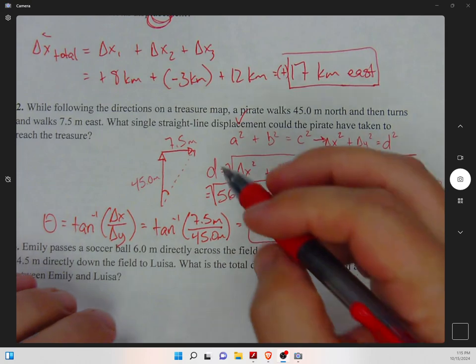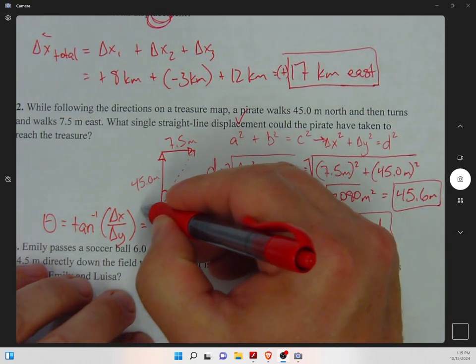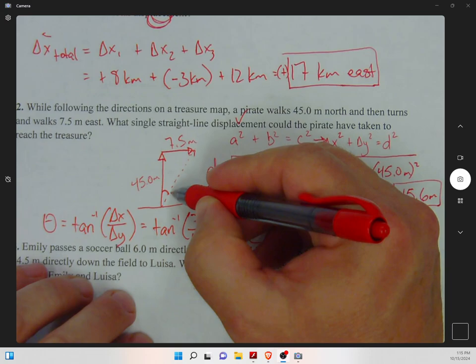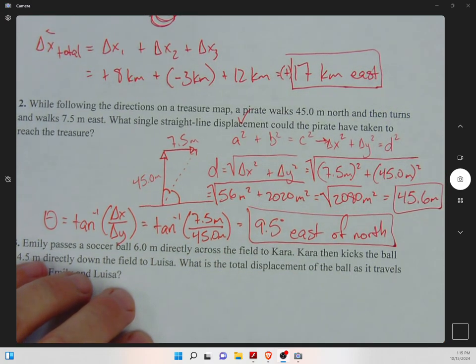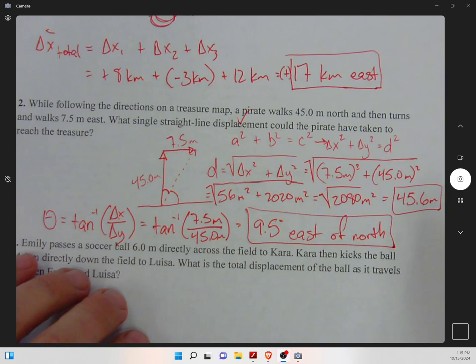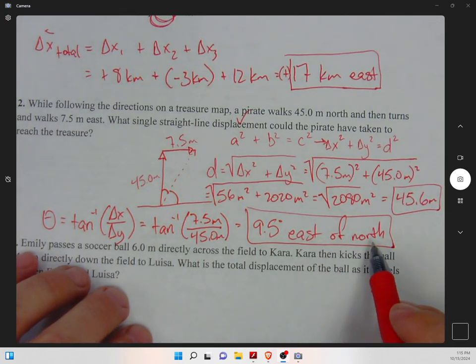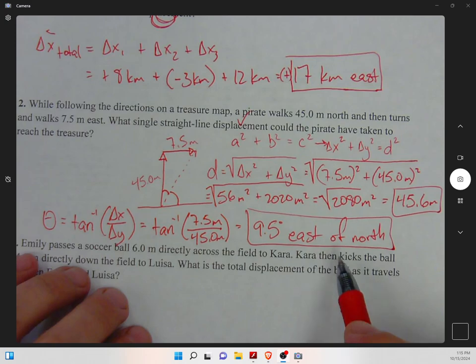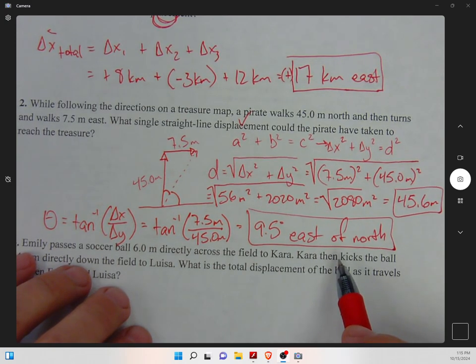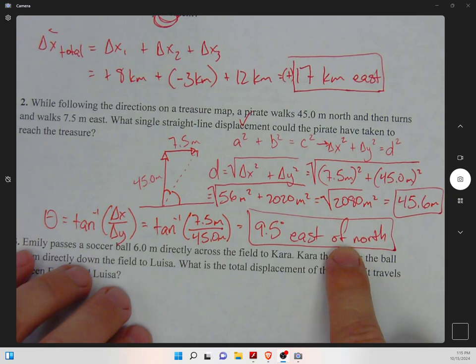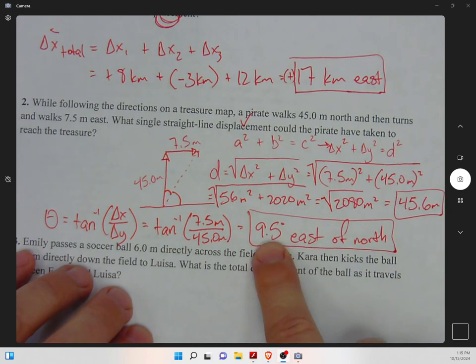Now, because there's another angle here. This one. That wouldn't be 9.5, that would be 80.5. But we wouldn't say east of north, we would say north of east. So this word that follows "of," that's where you start. And then you move this direction this far.